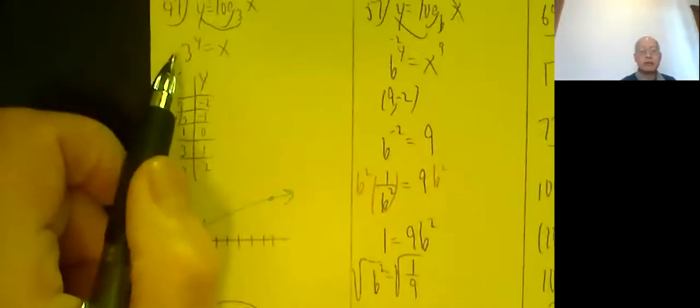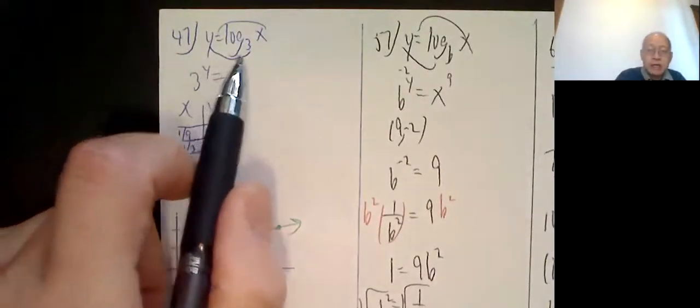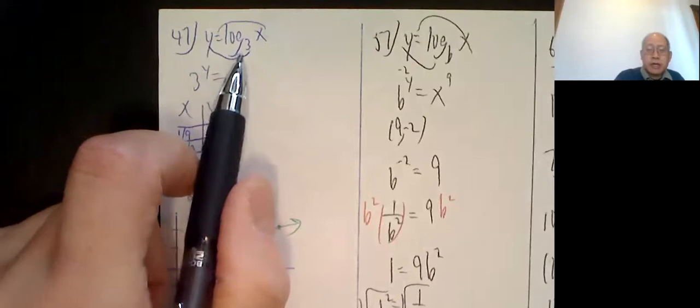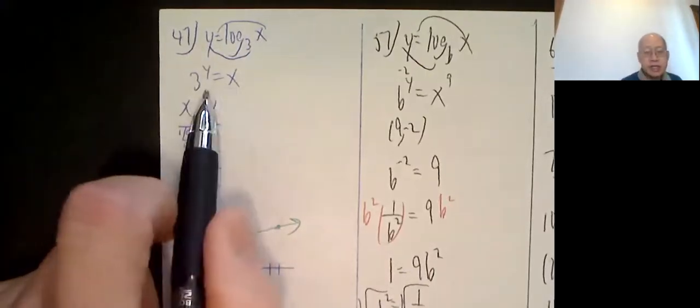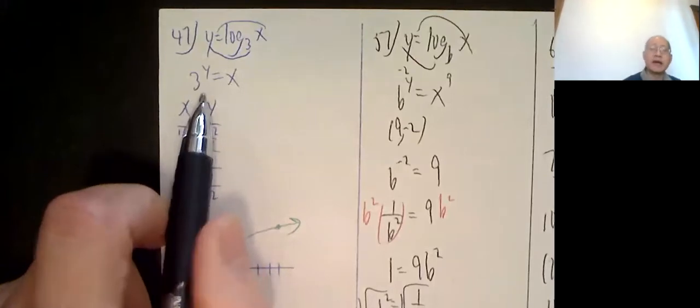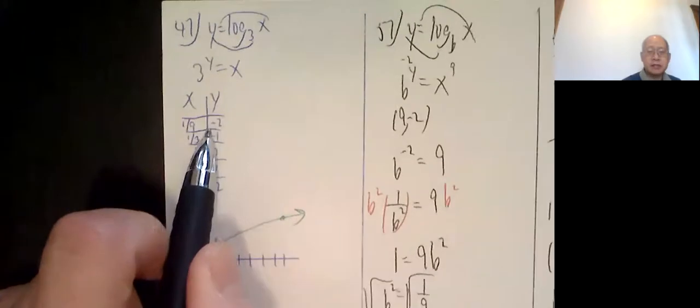Okay, a couple of graphing problems. Graph y equals log base 3 of x. The best way to graph this is to unscramble it. 3 to the y equals x. When it's written like this, it's best to make a table of values for y. Let y go from -2 to 2 and figure out the x.